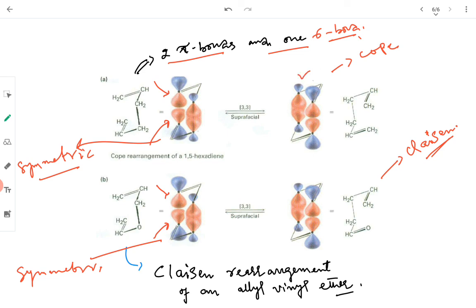This is the product. You can see the bonding. This is the product in Claisen rearrangement, and this is the product of Cope rearrangement. So it's very easy to understand the interaction of these pi bonds and sigma bond, and how the HOMO is involved in these two rearrangements, how it involves a suprafacial pathway. It can easily be predicted on the basis of Woodward-Hoffmann rules. So this is all for this lecture.